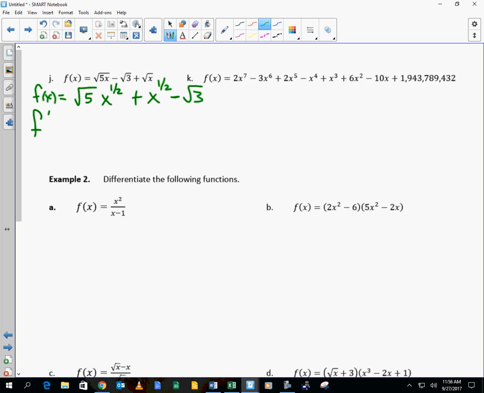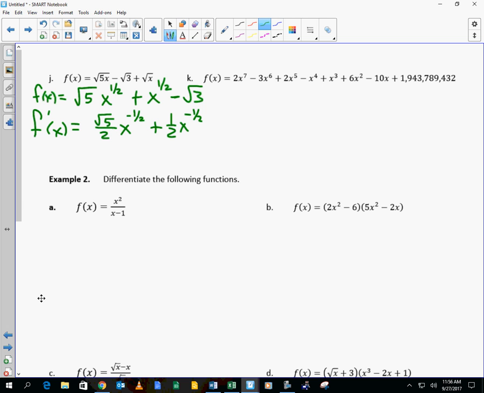All right, so here we go. I take the derivative. F prime of x is equal to, I move the 1/2 in front, which will make square root of 5 divided by 2. And it's x to what power? Negative 1/2. Plus 1/2 x to the negative 1/2. And what's the derivative of the negative root of 3? Why is it 0? Because negative root of 3 is a constant.